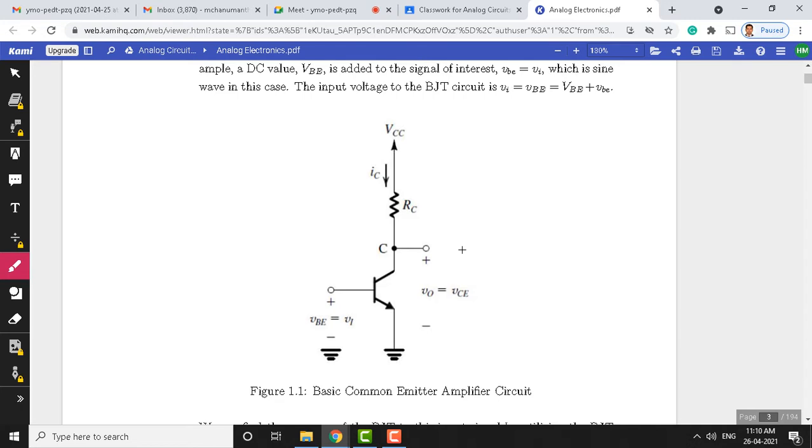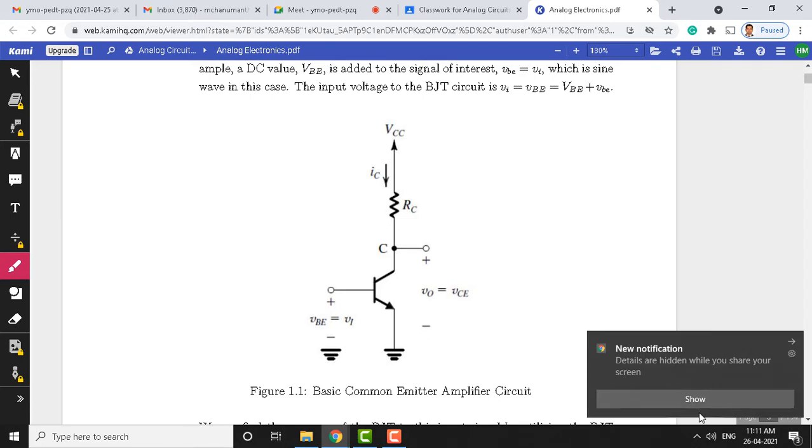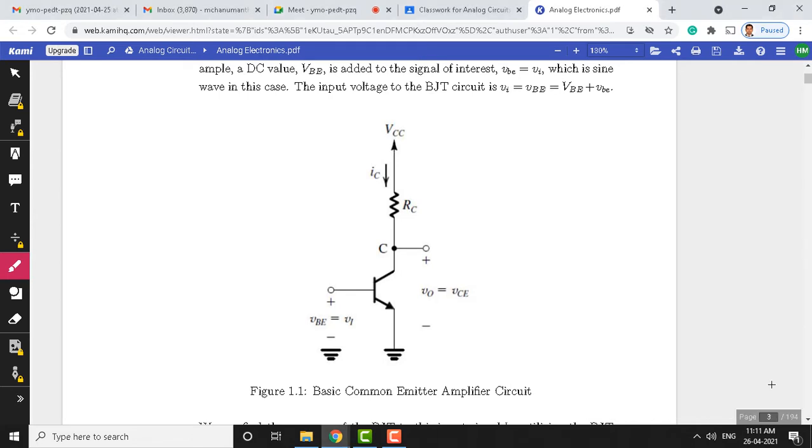Yes, sir. Okay. So last class, we discussed the fundamentals of biasing. I have just taken this circuit. This is not an amplifier circuit. It is just a part of the circuit. Okay, so this is not an amplifier circuit, but it is a part of the amplifier circuit, which you can call a bias circuit.